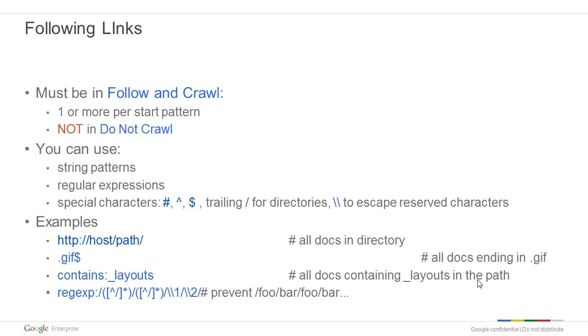These patterns don't have to be fully qualified URLs. Instead, they can be simple string patterns or regular expressions. Even simple patterns can use some special characters. The hash denotes a comment, the caret denotes the beginning of a string, and the $ sign denotes the end of a string. When specifying a directory path, make sure you include the trailing slash, or you may only get the directory page and no other documents in it.